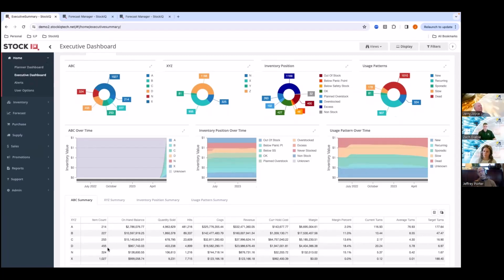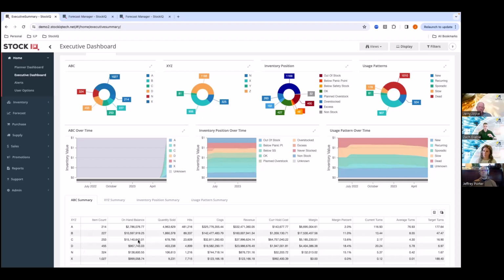The other dimension on this is what we call the XYZ, and this is when we begin looking at the behavior of an item. Is it a new item that's been recently introduced? Is it recurring demand? Is it sporadic, or is it slow? That will help inform us on how best to plan to it in the overall order policies that we're putting in place. So one of the things that the history can help inform us on is where these get ranked in that mix and what their overall behavior is.